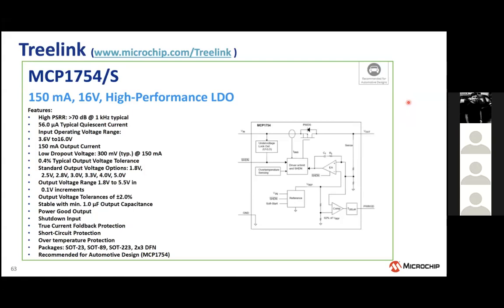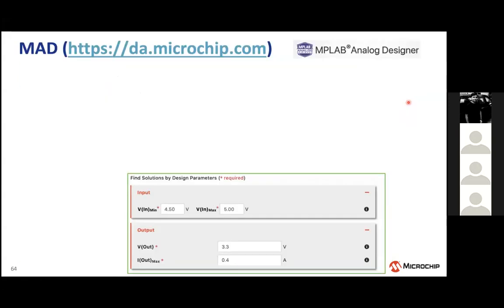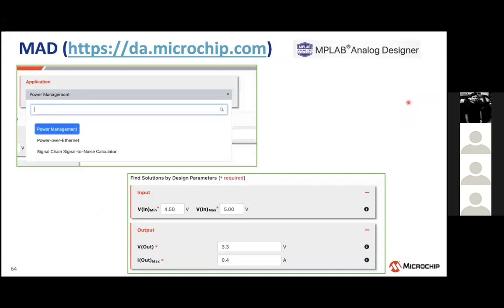Now assume that once the product is selected, next is to run through MAT. I hope you're already MAT by listening to me for 1 hour, but this MAT is slightly different. It stands for Microchip Analog Designer. Once you click on this link, it will ask you to select what you are going to design. Then if I select power management, I'm going to get this window, right? So even this MAT will help you to select the device and solution, but MAT will actually help you to do the analysis one step ahead.